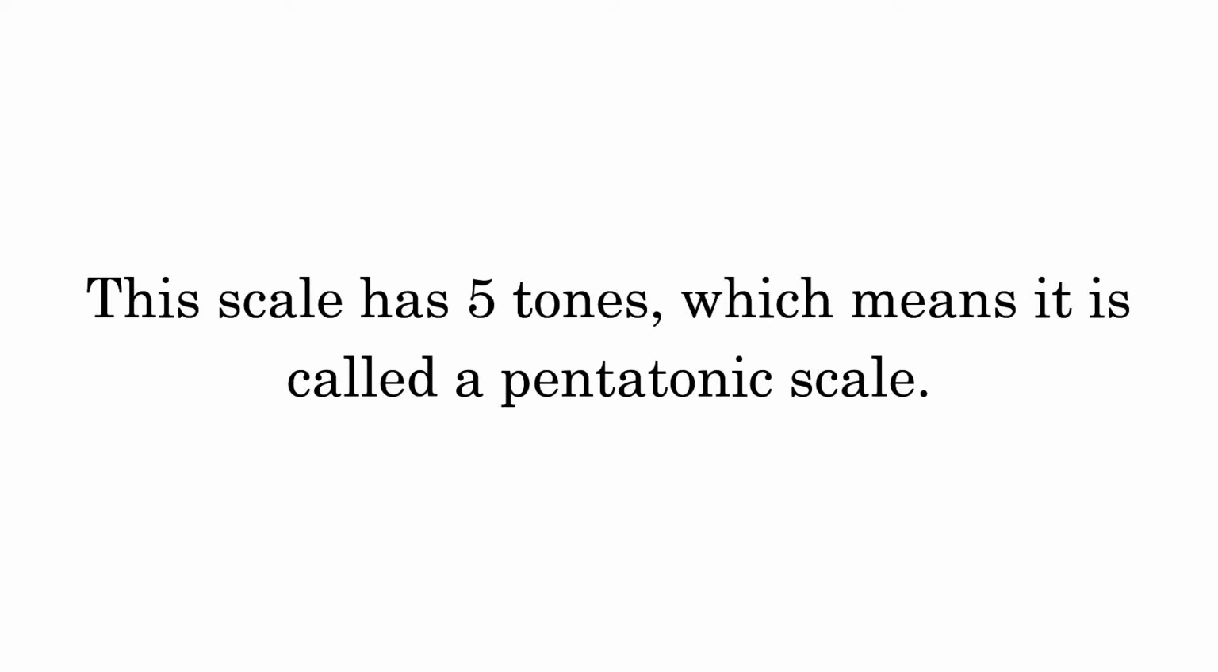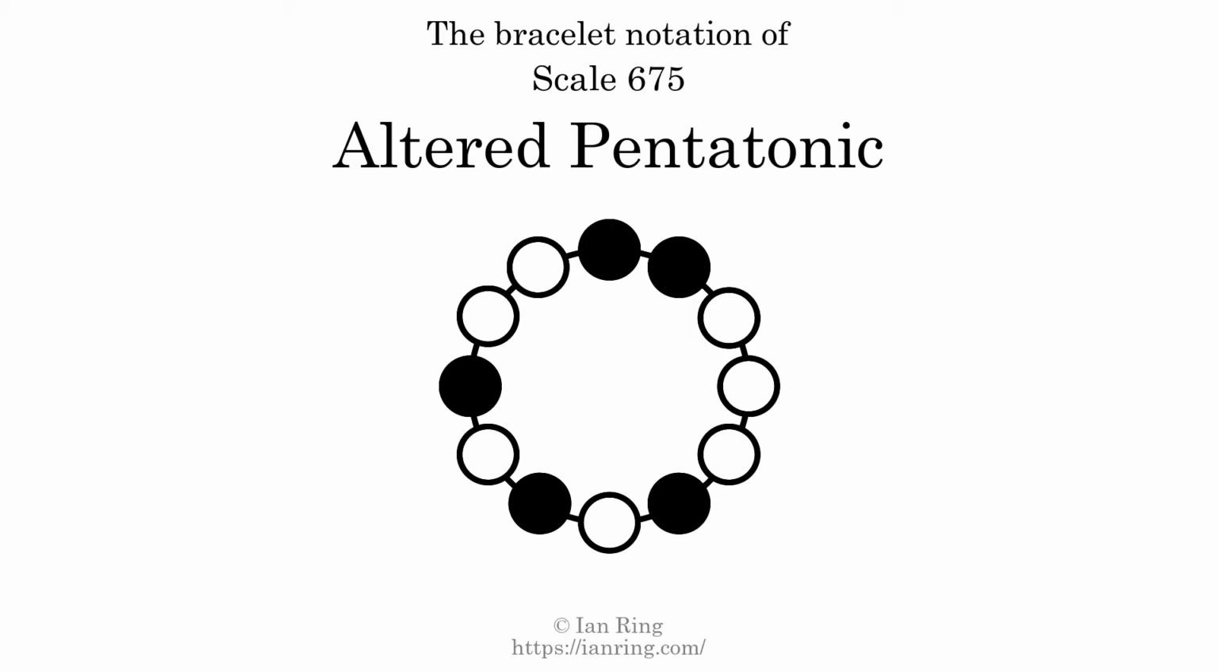This scale has 5 tones, which means it is called a pentatonic scale. This is a bracelet notation diagram of scale 675. The shaded circles represent tones that appear in the scale, and they are read clockwise, starting at the top.